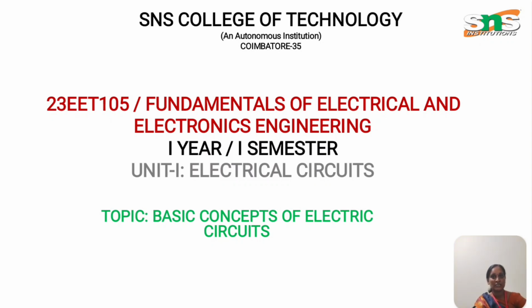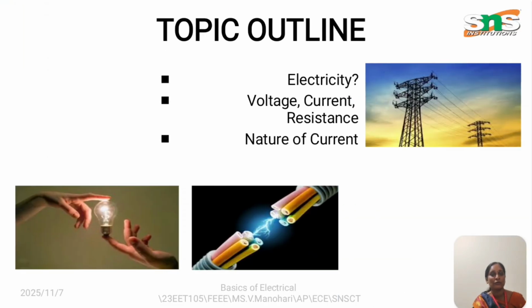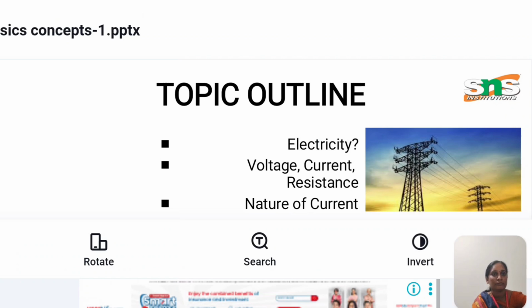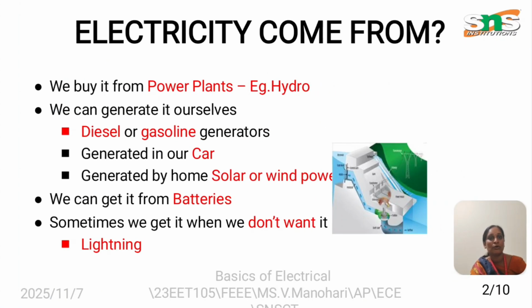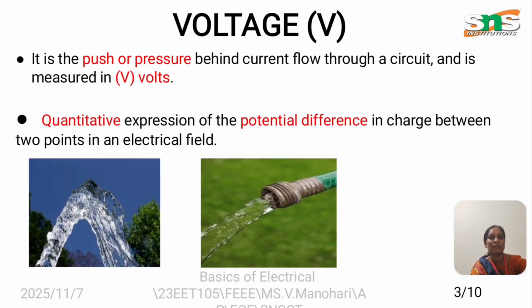Let's get started. Today we are going to discuss what is electricity, what are the sources to generate electricity, and then voltage, current and resistance. Finally, the nature of current. Current can be divided into two types, a DC current and then AC current. Move on to how the electricity comes from.